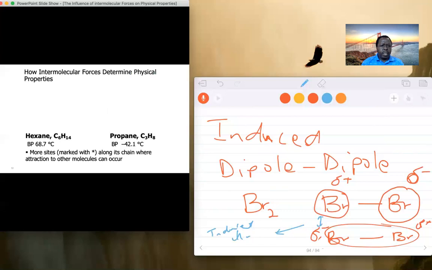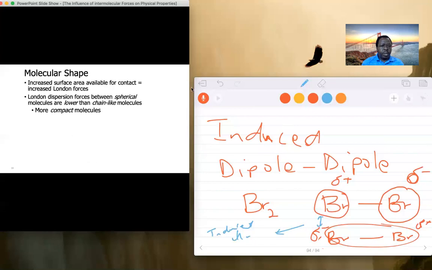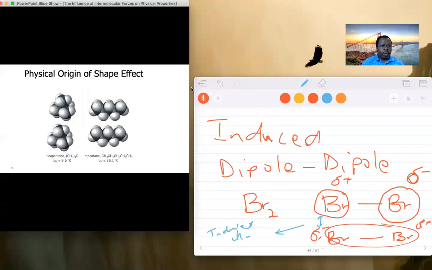Lastly is ion dipole. But before we look at that, because of intermolecular forces, different compounds have different boiling points. They might have the same thing. For example, here you see 68 because of those London dispersion forces. So let's see ion dipole, all right?